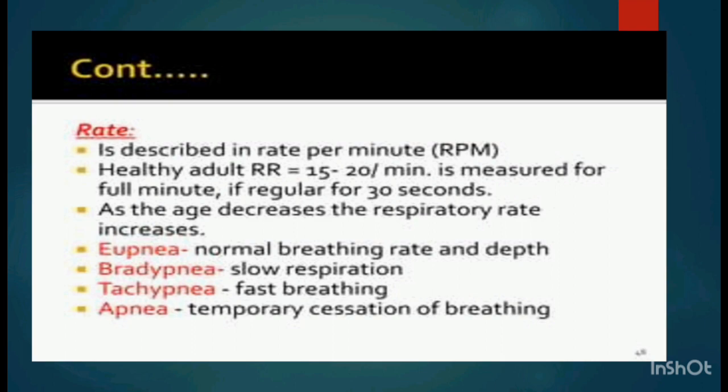As the age decreases, the respiratory rate increases. Eupnea is a normal breathing rate and depth. Bradypnea is slow respiration. Tachypnea is fast breathing. Apnea is temporary cessation of breathing.